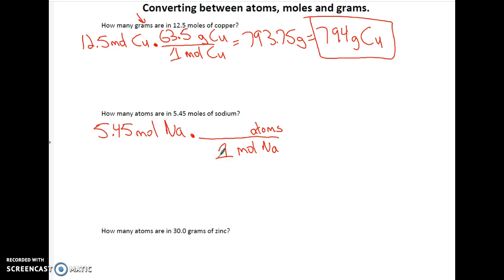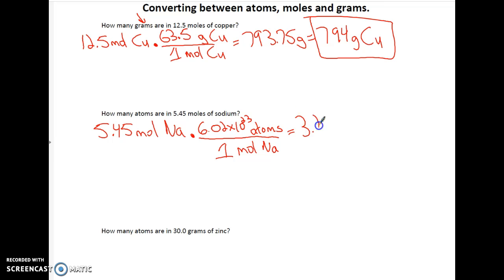This is where we need Avogadro's number. Atoms are extremely small, so you need an extremely large number to go with them, and this is Avogadro's number, 6.02 times 10 to the 23rd atoms in 1 mole, and it doesn't matter what element you have. If you have 1 mole of it, you have Avogadro's number. So we didn't even have to go to the periodic table for this one since grams doesn't come up at all. Now what you do is 5.45 multiplied by Avogadro's number.